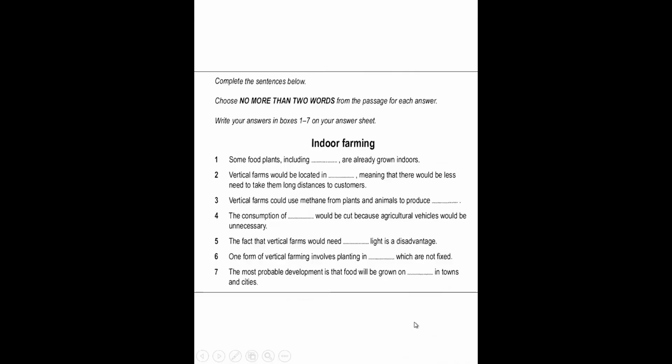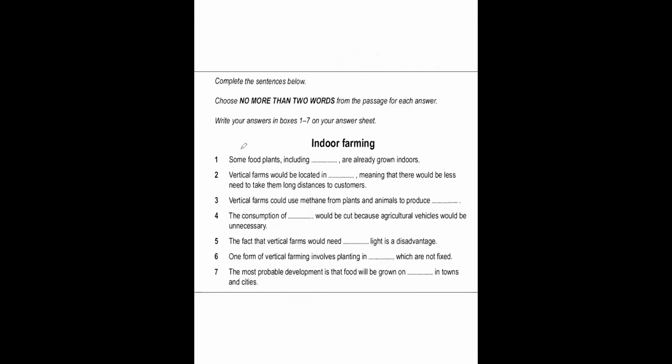You can apply your knowledge of skimming and scanning. As all of you can see here, choose no more than 2 words. Okay, just take care of this. Choose no more than 2 words should be your answer. The word count. Now we are going to do something called scanning. Okay.